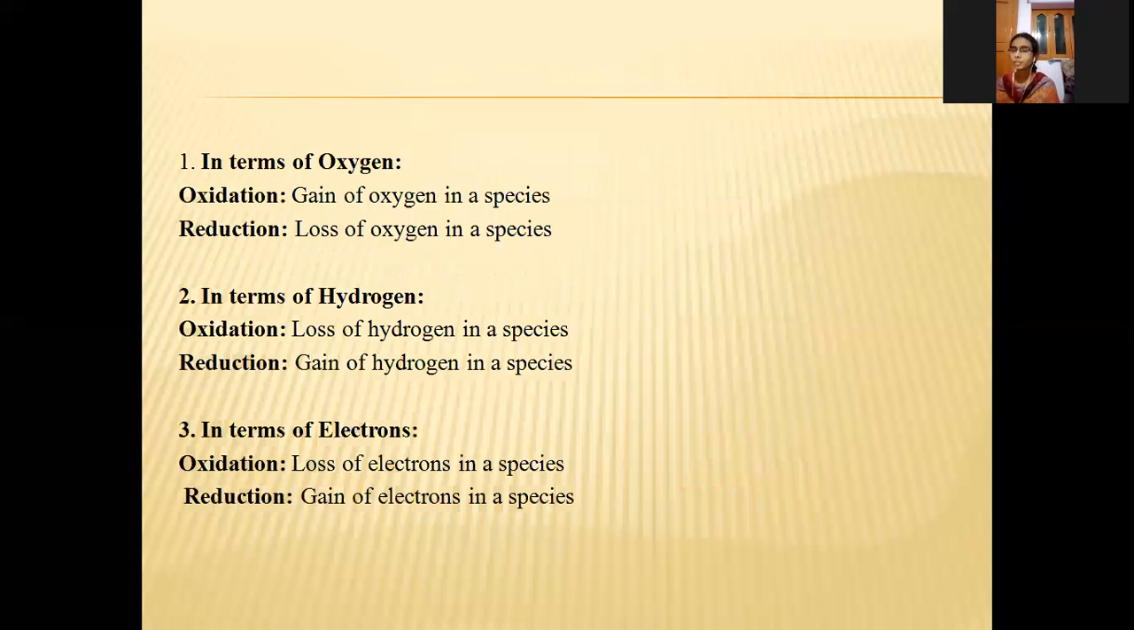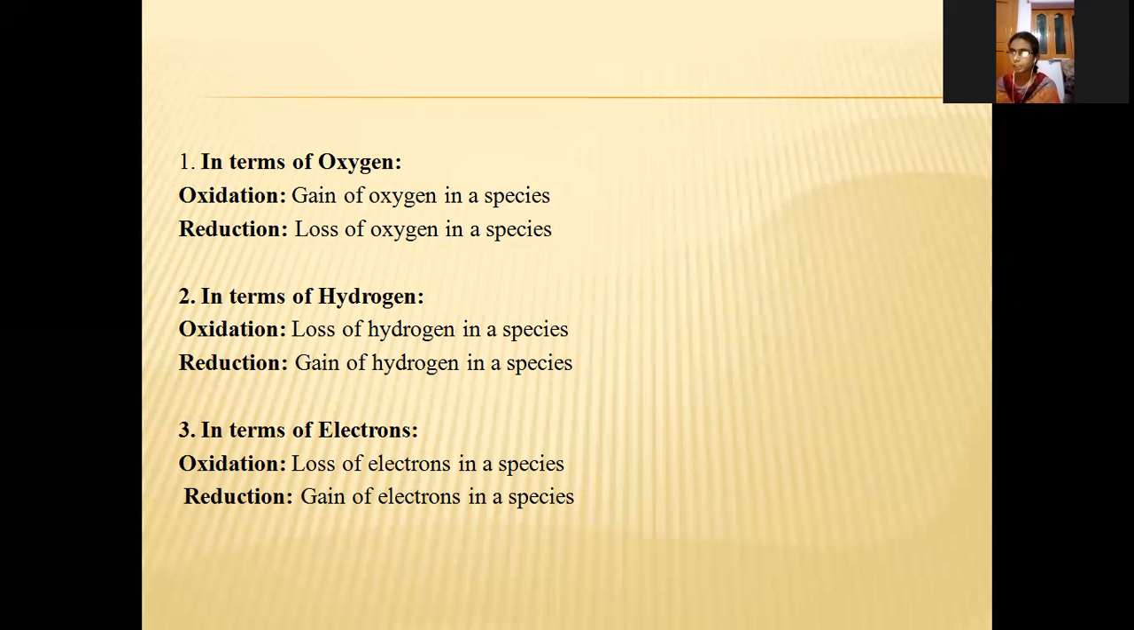In terms of oxygen, oxidation means gain of oxygen, reduction means loss of oxygen. In terms of hydrogen, oxidation means loss of hydrogen, reduction means gain of hydrogen. In terms of electrons, oxidation means loss of electrons and reduction means gain of electrons. So I will explain it again.